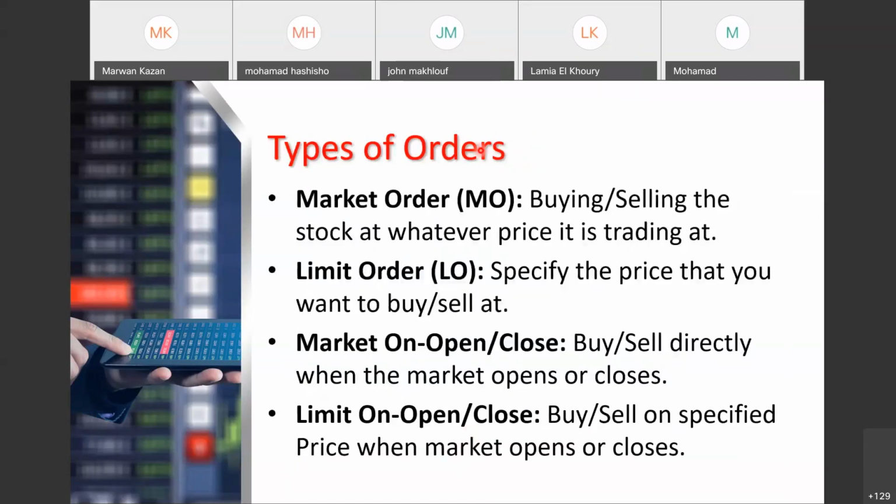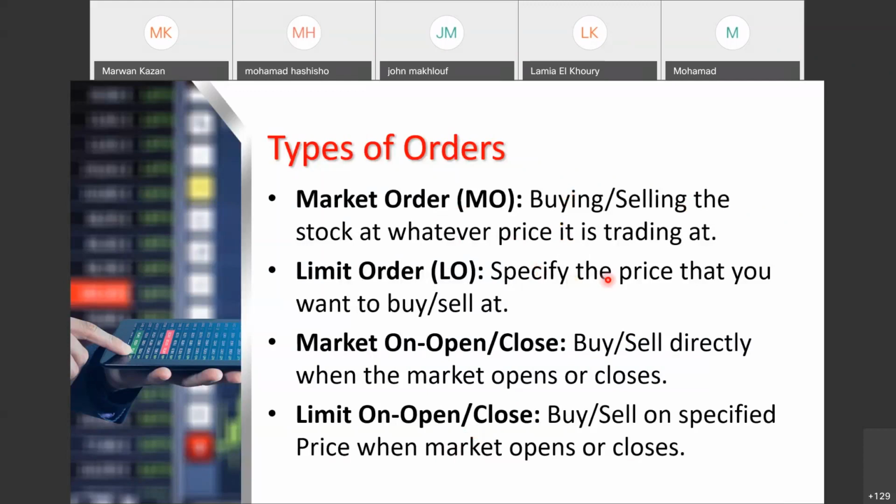These are the types of orders that we mentioned in the last slide. A market order buys the stock at whatever price it is trading at. It's like telling the broker, listen, I want this stock, I want it now, right away. Whatever the price is, I don't care. I want to buy it or sell it at this moment's price.